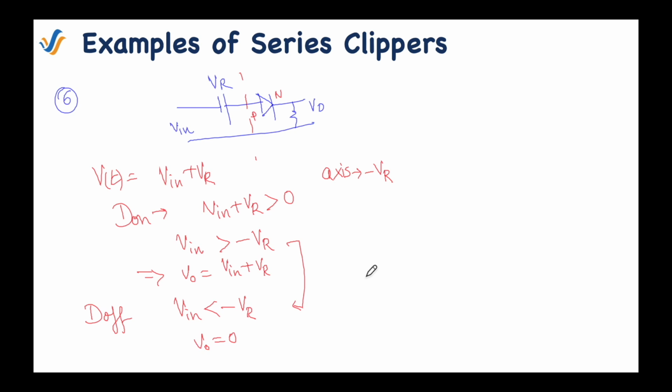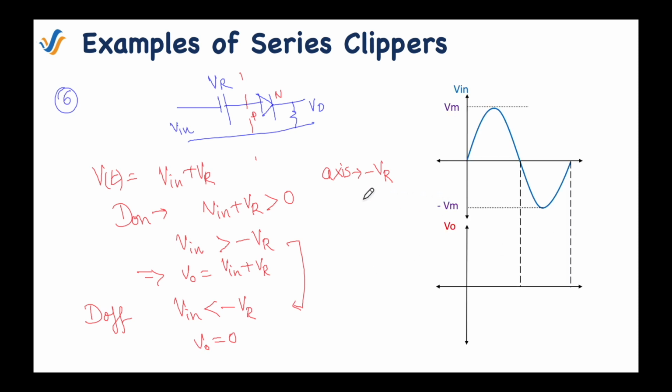Now let's draw the output waveform. For this case, since our axis is minus of VR, we will mark a negative reference voltage at the negative side of the input waveform. Now this input voltage is more negative than the negative reference voltage, so our diode will be off and output will be 0. And the rest part of the input voltage is V in greater than minus of VR.